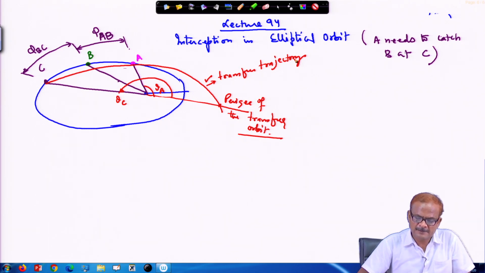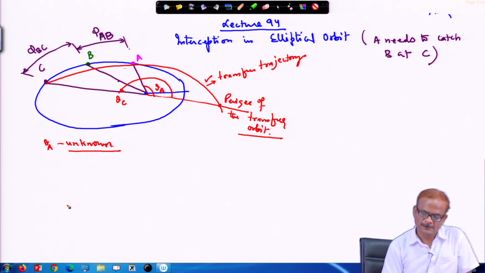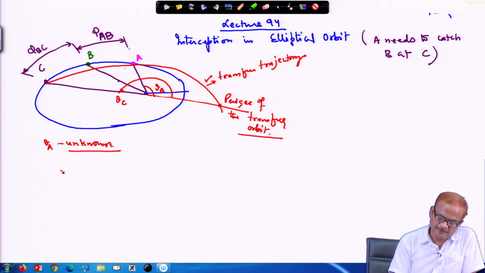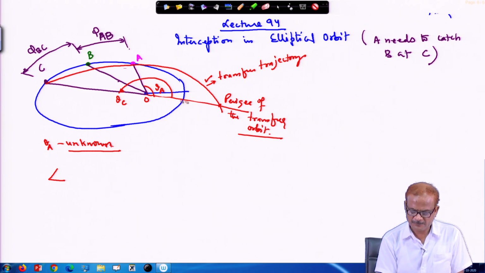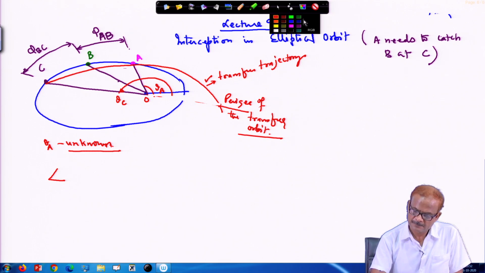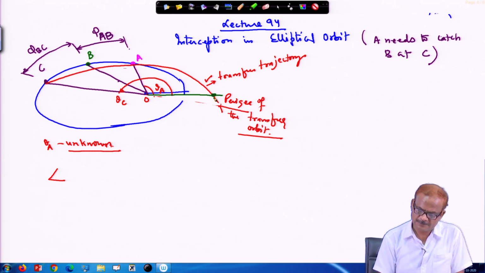Here theta A is not known to us. So, theta A is unknown, and we need to work out this quantity. We will write the angles here, this point is O, and the perigee, as it appears in the figure, lies along this brown line, but that is not the truth. Let us say it is like this. So, this is the perigee point.